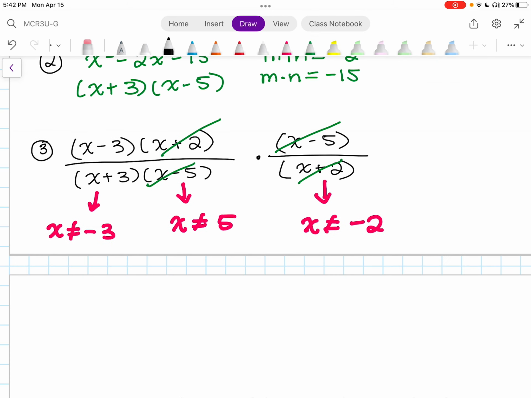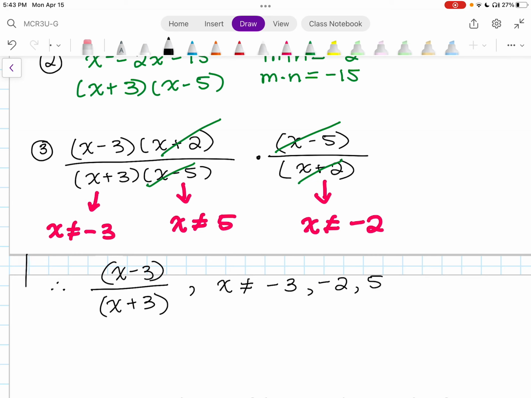So I'm left with x minus 3 over x plus 3, and I always like to write it as a therefore statement: x minus 3 over x plus 3. Then my restrictions here are going to be such that x cannot equal negative 3, negative 2, and positive 5. And that is going to be my final statement.